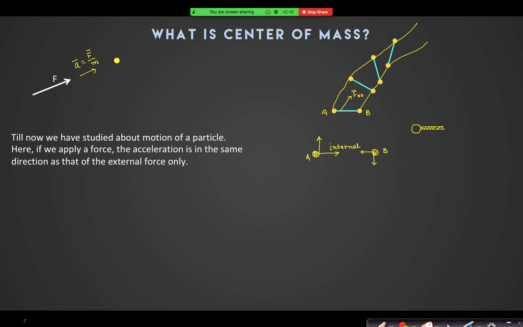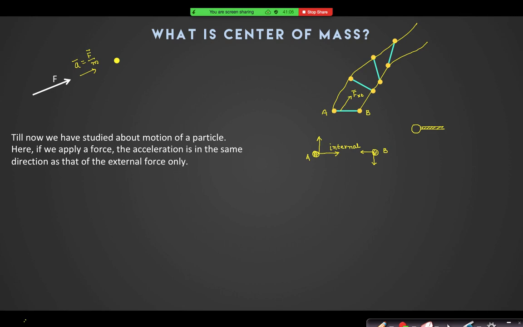But is that point available? The answer is yes. One such point is available, only one point is available for that system of particles which only follows the external force, and that point is known as center of mass.